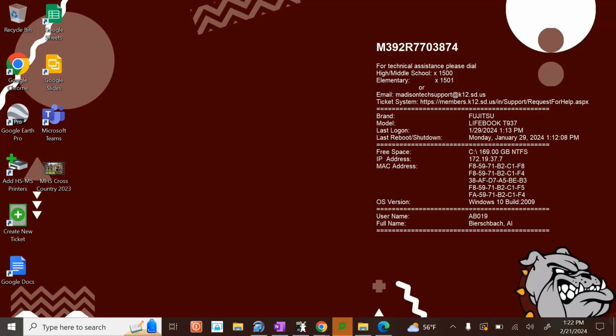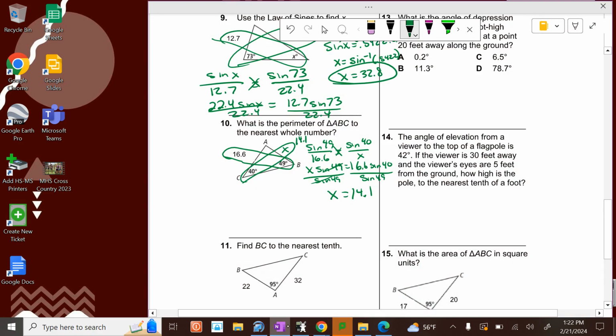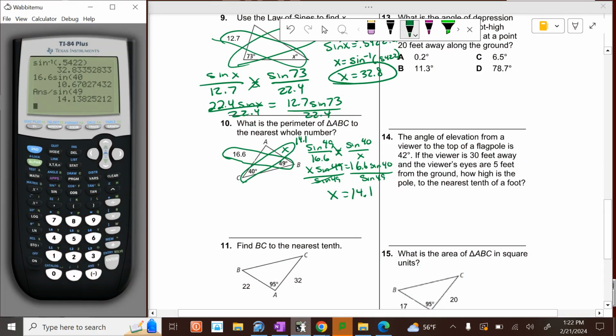But that's only one side. Whoa, that's only one side. Let's find the other side. Now 40 plus 49 is 89, so that means angle A is 91. So it's the sine of 91 over y equals the sine of 49 over 16.6. And again, cross multiply and solve.